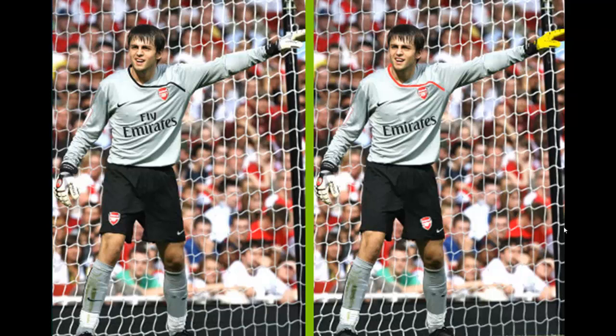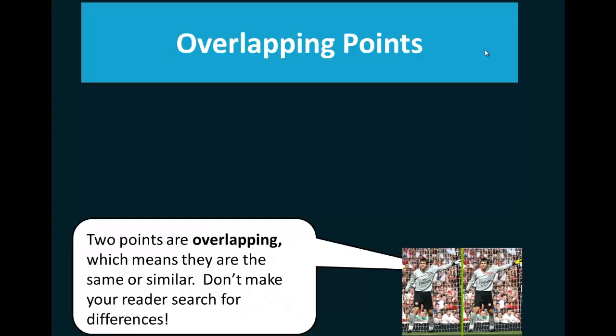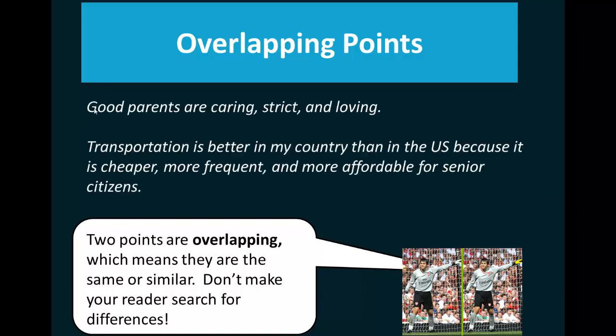Why did we do this activity? We are looking for differences between these 2 pictures. But when you write your essay, you don't want your points to be too similar. You don't want people to have to look for differences between your points. That's why another problem with thesis statements is overlapping points. When 2 points are overlapping, it means they are the same or similar. Don't make your readers search for differences between your points. Make each point specific and different. Let's look at some examples.